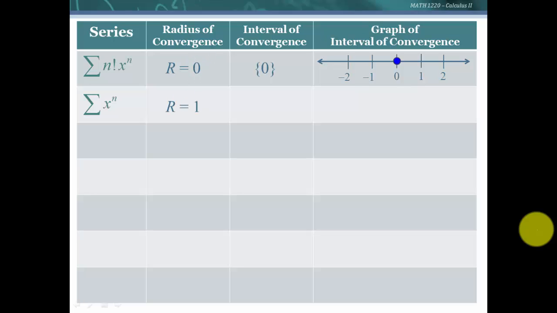We also looked at this one, x to the n, which was the geometric series, and we saw that the radius of convergence was 1 because it converged between -1 and 1. Its interval of convergence is -1 to 1 because we know that at -1 and 1 we have divergence, and so we could graph that and it would not include the endpoints.